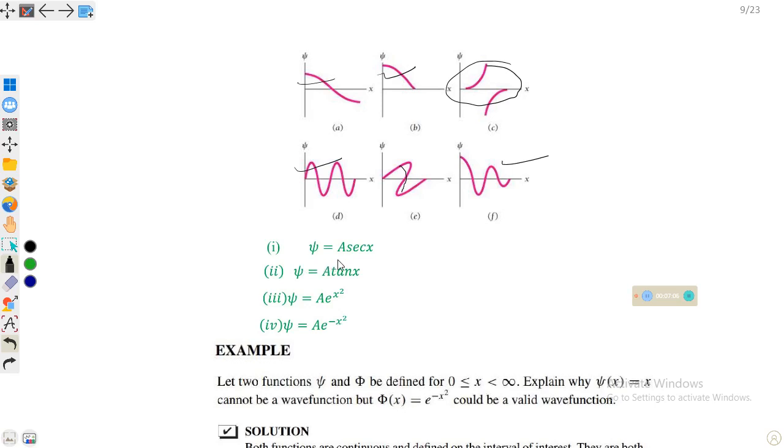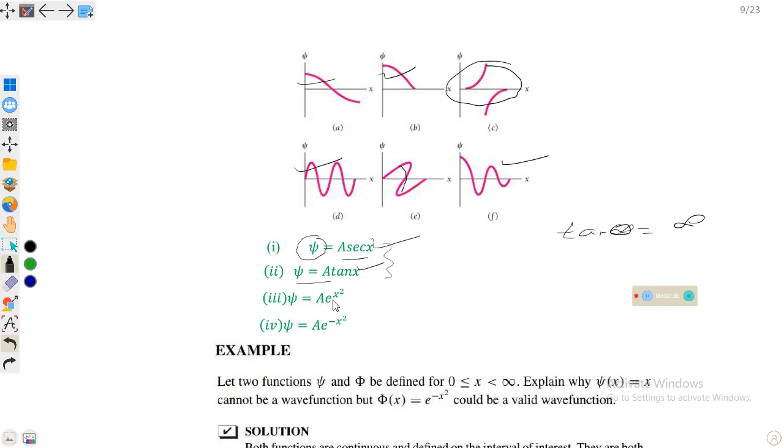If we draw the graphs for these wave functions, psi equal to a secant x and psi equal to a tan x, these wave function graphs have discontinuity, because you know that tan of infinity is undefined, it gives infinity. So secant x and tan x contain discontinuity. These equations do not give a continuous graph, so these are not wave functions.